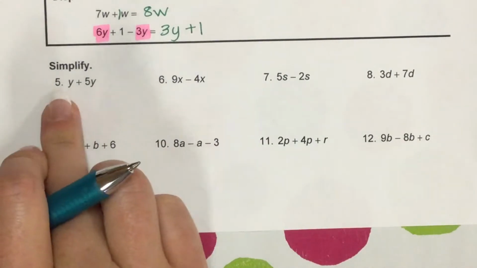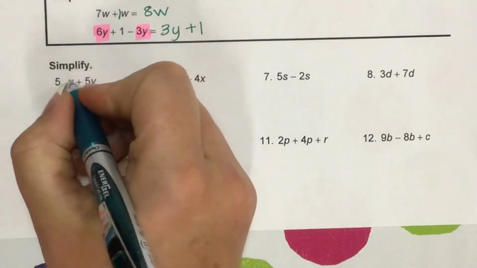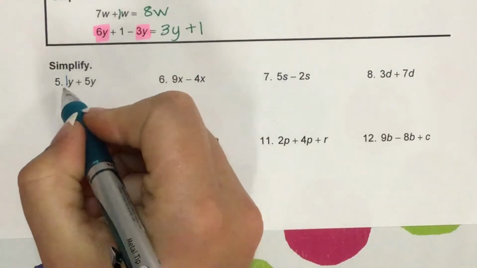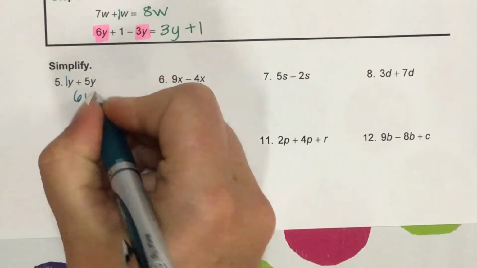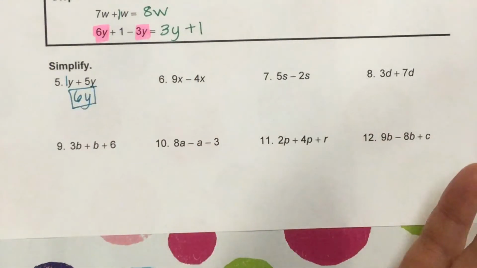So here we have y plus 5y. Remember, y is the same thing as 1y, so these are like terms. They both have a y, so it's 1 plus 5, which is 6y. That is the answer. If you got that one right, great job.